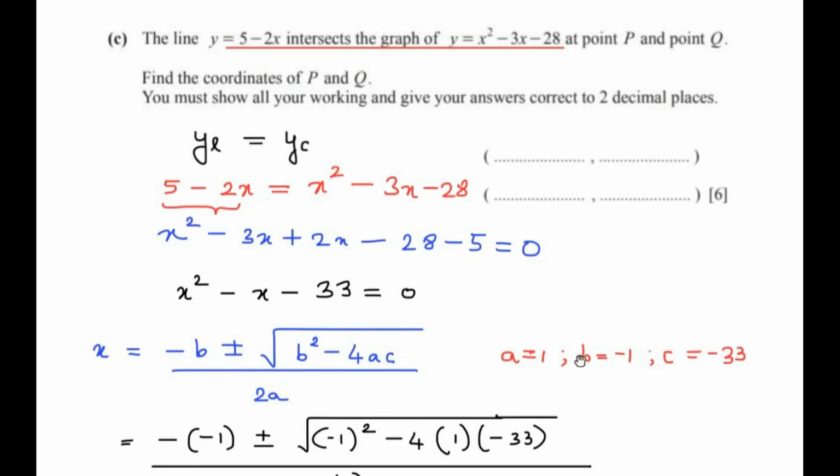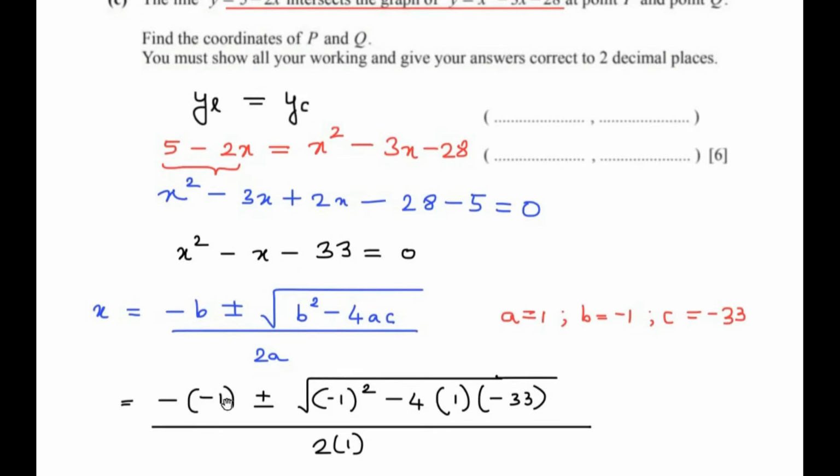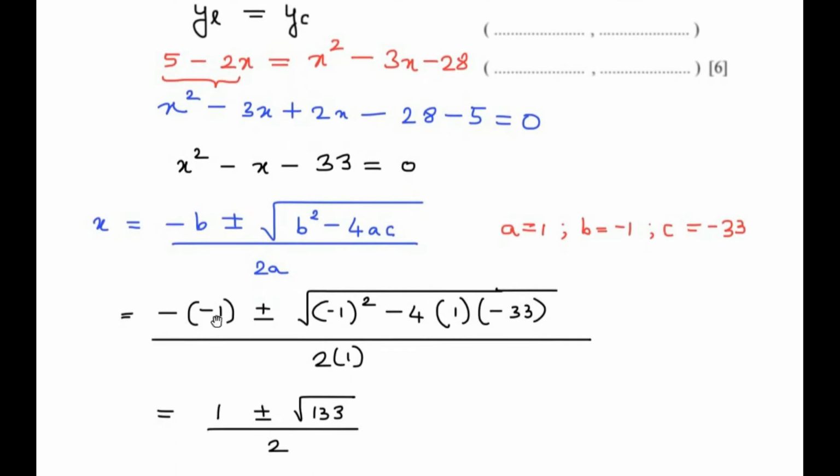Now substituting the values of a, b, c in this formula, we get minus of minus 1 plus minus square root of b square, which is negative 1 square, minus 4 times a is 1, c is negative 33, over 2 times 1. Now simplifying this, we get minus of minus 1 gives us plus 1, plus minus, now the square root reduces to square root of 133, over 2.